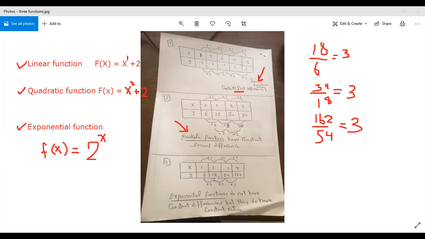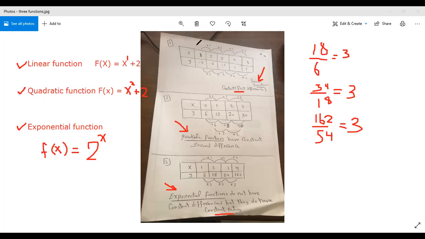we multiply by 3, multiplied by 3, multiplied by 3. And this is called what? This is called constant ratio. Then exponential functions don't have a constant difference, but they do have constant ratios, right? So this is the third type of function, okay? So before we go through the questions related to exponential functions, we have to know the difference between three types of functions.